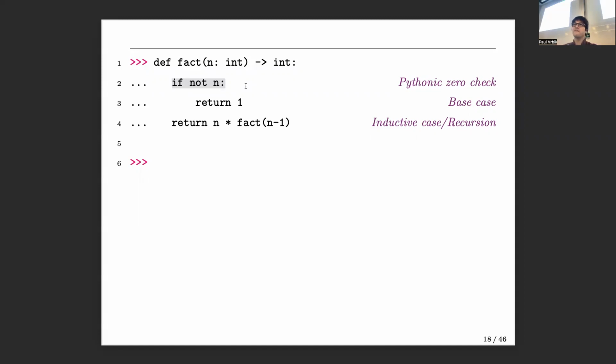This isn't my favorite way of checking for 0, but it is the Pythonic way. So when I say if not n, what I'm actually asking is if n is equal to 0. We're not supposed to write that. We're supposed to write if not n, because of the truthiness of Python variables. So if you see if not n, you think if n is equal to 0. So this says if n is equal to 0, return 1.